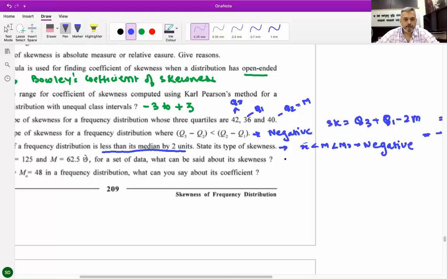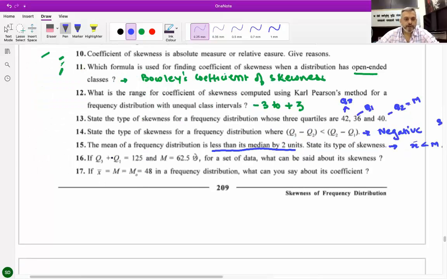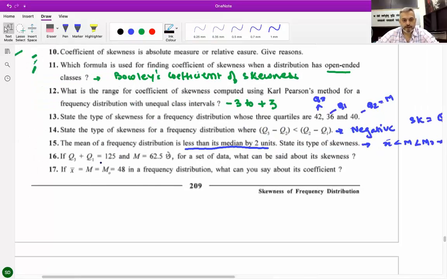Okay. Now Q3 plus Q1 is equal to 125 and median is equal to 62.5. ये जो है वो गलती से आ गया है 6. ओके, गुजराती मीडियम टेक्स्ट बुक से जब कन्वर्ट करते हैं इनटू इंग्लिश मीडियम तो रह गया. इसको इग्नोर कर दो. So you have Q3 plus Q1, you have median. What can be said about its skewness?